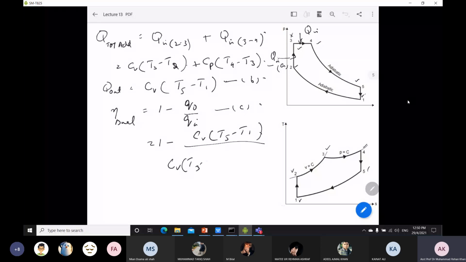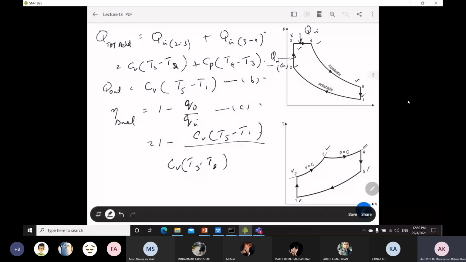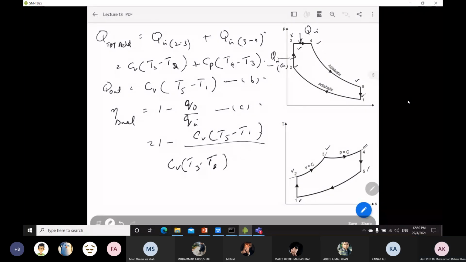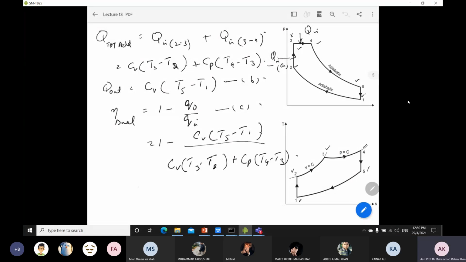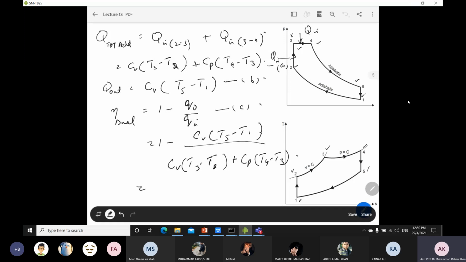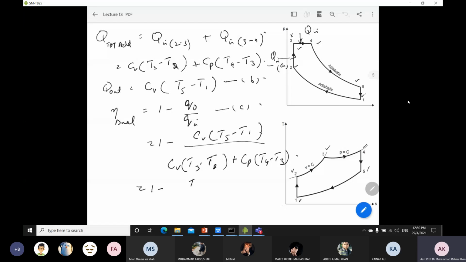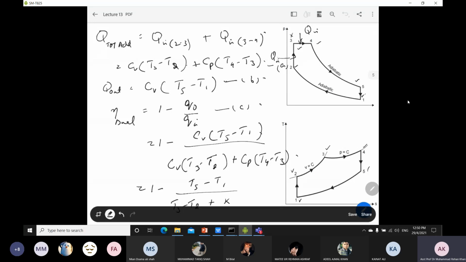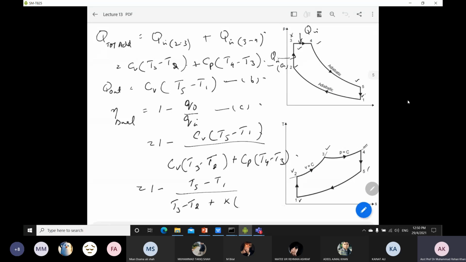Cv (T3 minus T2). So I'm just putting the values from A and B into C. From here, I can take Cv common from the numerator and from the denominator also, so it turns out to be 1 minus (T5 minus T1) over (T3 minus T2), and Cp over Cv becomes K, because if I take the common, it will be in the denominator, and then (T4 minus T3). Now this is the equation for the dual cycle, and you can write it as equation number 1.